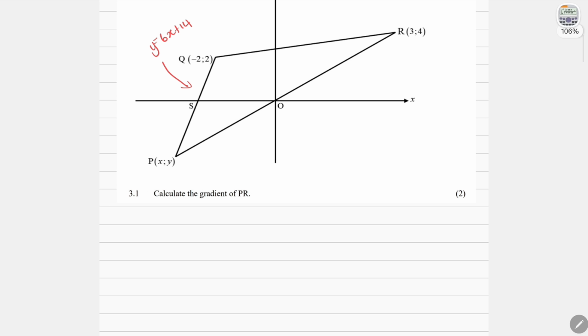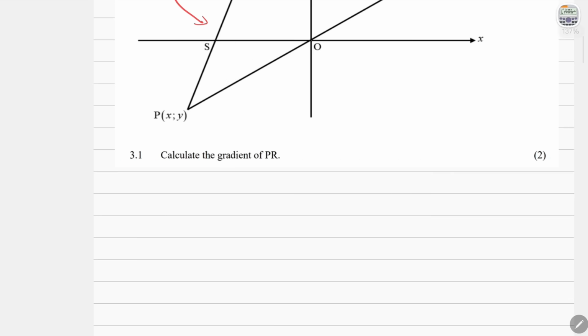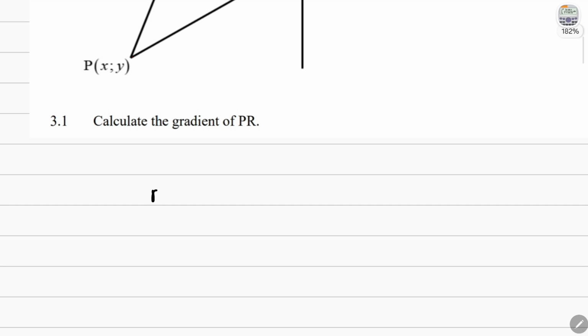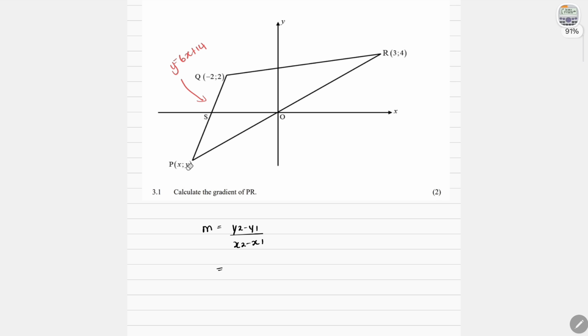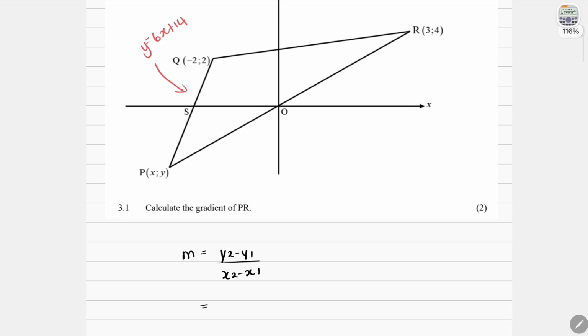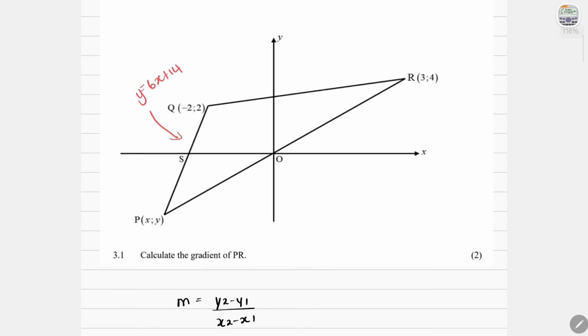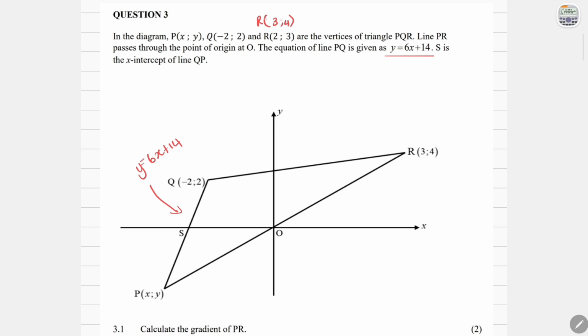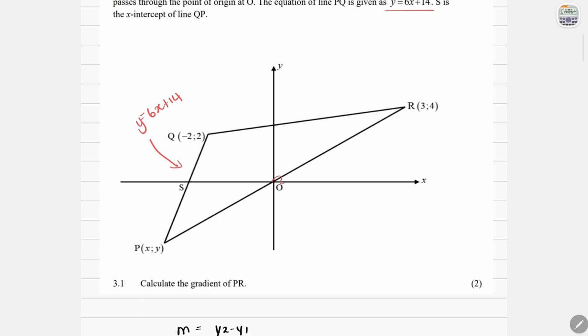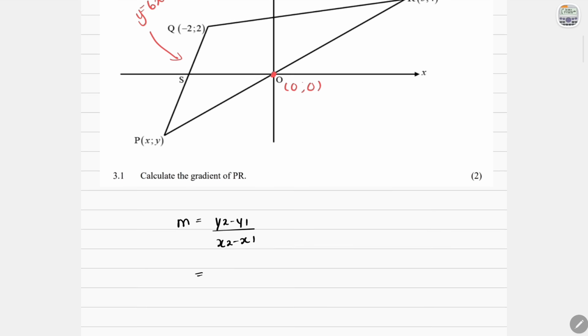Okay, all you need are your formulas. So for PR, the gradient formula is y2 minus y1 over x2 minus x1. Looking at PR, if this is P and that's R, you see that we can't use P. But they did tell us that this line passes through the origin. PR passes through the origin. So you can just use 0 and 0 and 3 and 4.